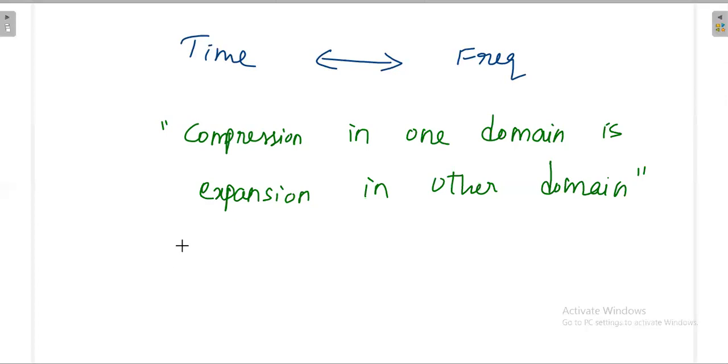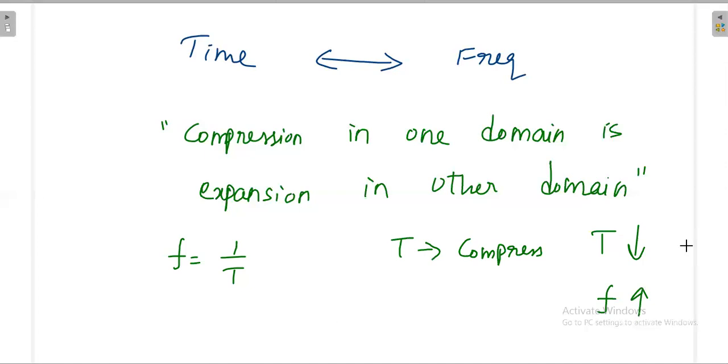Again, we know that frequency and time are generally related like this: f is equal to 1 by t. Suppose you compress time, that means you are trying to reduce t. Then the frequency will increase. Otherwise, if you increase t, that means you expand the time, then the frequency will decrease. So that's why compression in one domain is expansion in the other domain. Most often we'll use this principle to get a realistic idea whenever we get a result for a particular problem.